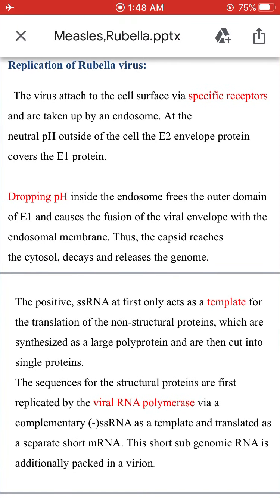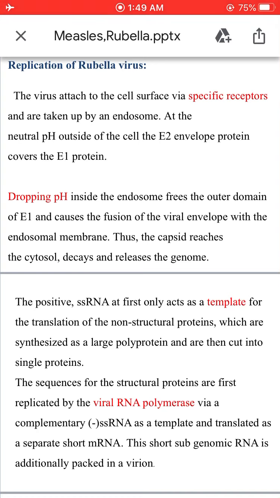Replication of rubella virus. The virus attaches to the cell surface via specific receptors and is taken up by an endosome. At the neutral pH outside of the cell, the E2 envelope protein covers the E1 proteins. When the pH drops inside the endosome, the outer domains of E1 are freed and cause the fusion of the viral envelope with the endosomal membrane. Thus, the capsid reaches the cytosol, decays, and releases the genome of the virus.